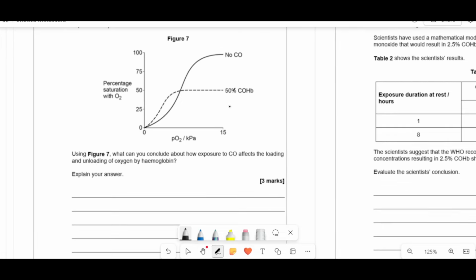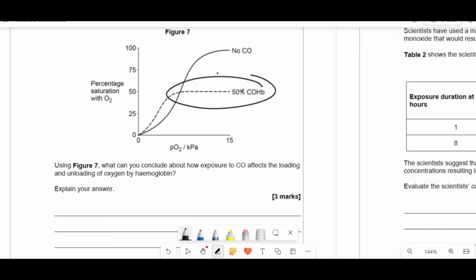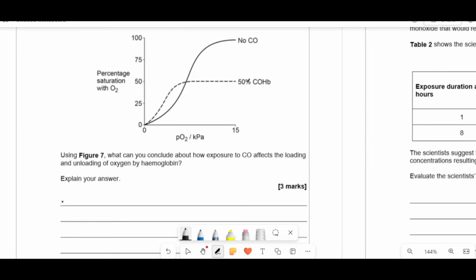Here, you can see that there's less oxygen being loaded than here throughout the entire process immediately. And also as well as that, the maximum you get here is 50, whereas up here you tend towards 100. So immediately describe what you see. The maximum saturation for the CO hemoglobin is 50% versus nearly 100 for no CO, right? Now, as well as that, we need to look at the things to do with affinity as well, because it's talking about loading and unloading and what's happening, right?